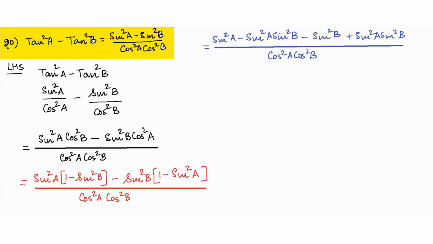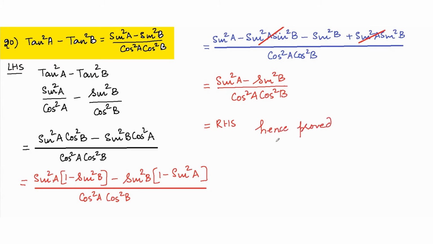Now in the numerator, you will notice that I have a positive sine square A sine square B and a negative sine square A sine square B, which will cancel, and therefore I am left with sine square A minus sine square B divided by cos square A cos square B, and this is precisely what I require in the RHS. So this equals RHS, hence proved. Hence I have proved this particular identity. So again I'll pause for a few minutes.